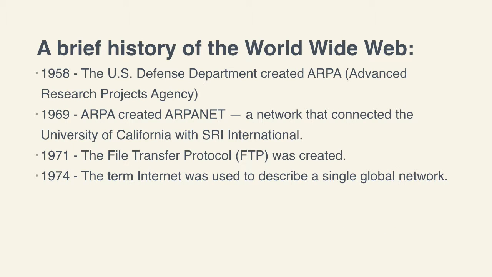The dawn of the internet goes all the way back to 1958 when the US Defense Department created ARPA, Advanced Research Projects Agency, which would focus on computer networking and communications technology. In 1969, ARPA created ARPANET, a network that connected the University of California with SRI International.